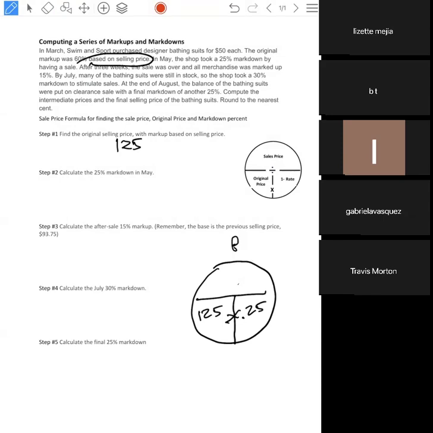That's using the old-fashioned portion formula. We're just going to try and find out what is the markdown. What is a 25% markdown? So what is it? What's 125 times 0.25?